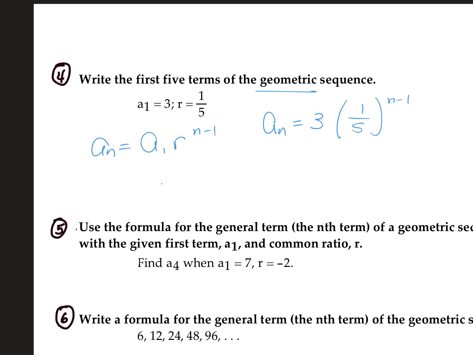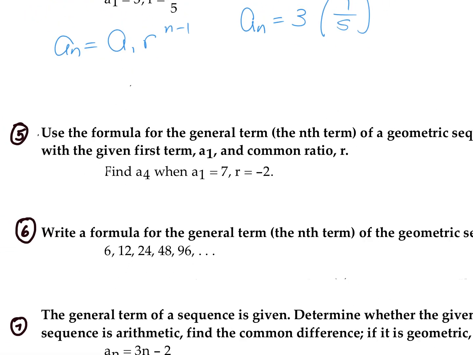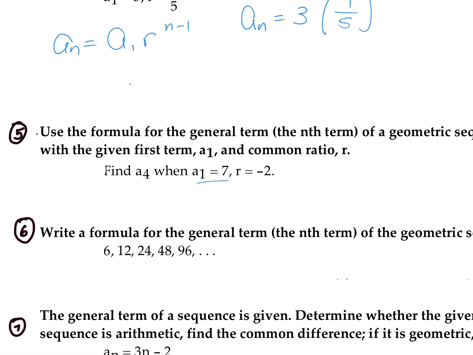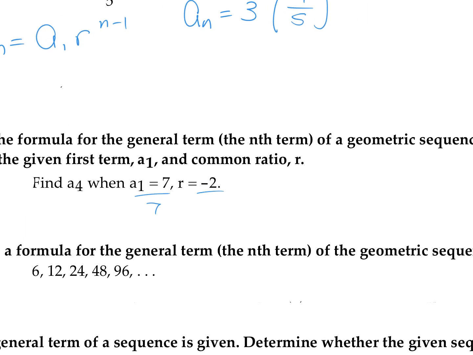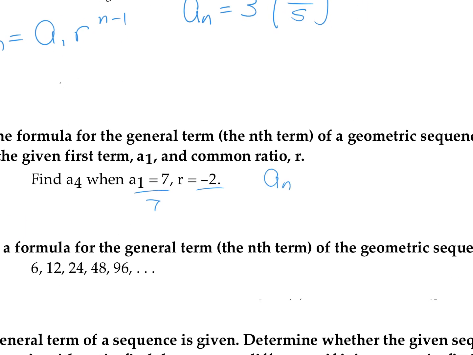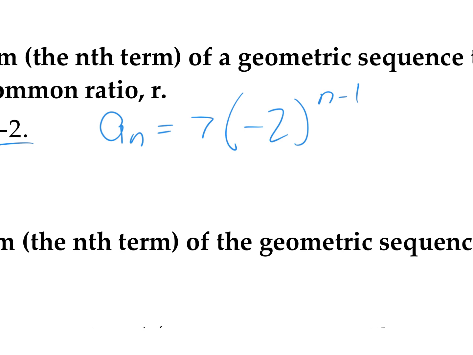Okay. All right. A sub 1 is 7, and my r is negative 2. So I have what I need. My rule would be 7 times negative 2 to the n minus 1. There's your rule. If I want to find the 4th term, where do I plug in 4? Where? For the n. So it'd be 7, negative 2 to the 4 minus 1.